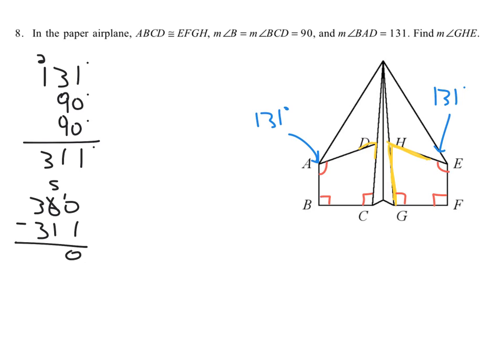So this becomes a 5, so that's a 10. We've got 9, 4, 49 degrees. Okay, 49 degrees. So we can say the measure of angle GHE equals 49.